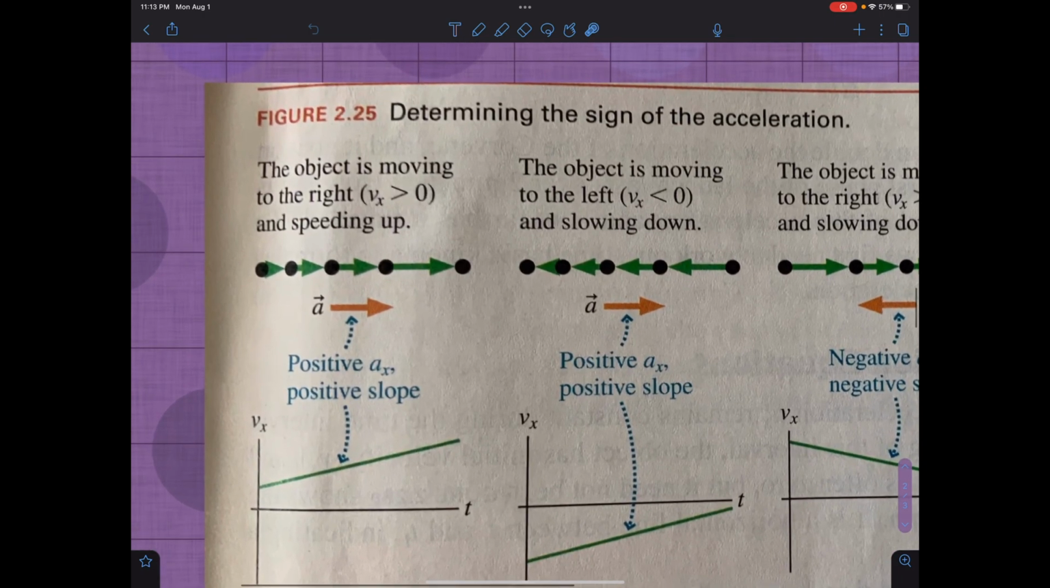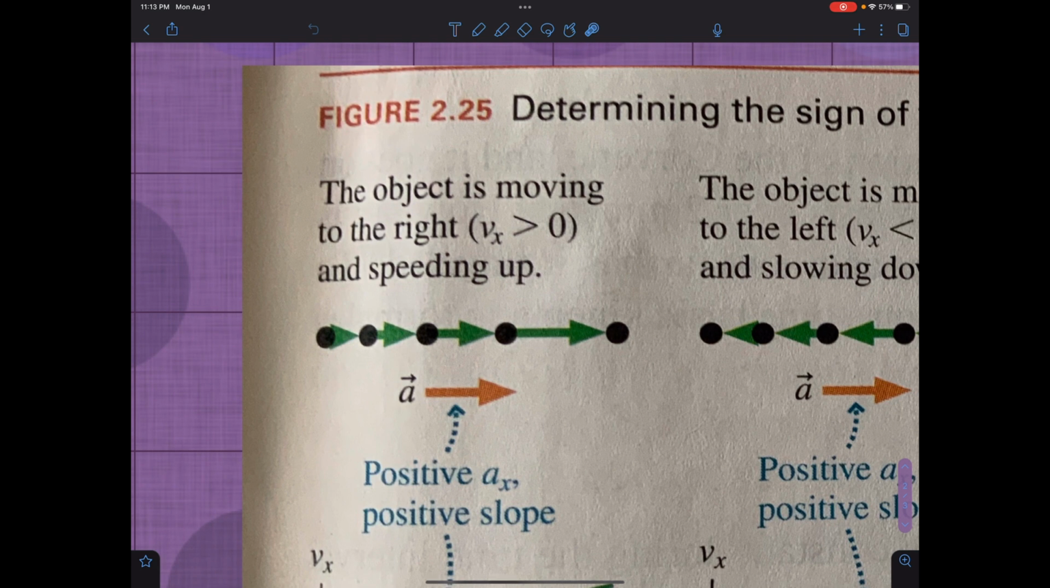Okay, here we have, look at this part first. Look at these arrows, and remember that the arrows mean velocity. It's a velocity vector, and a larger or longer arrow means that there's more velocity. So when we look at this object here, this is an object that is moving to the right because the arrows are this way. And we know that it's speeding up because the arrows are increasing in length. So this is moving to the right and speeding up. So therefore, the acceleration is going to be positive.